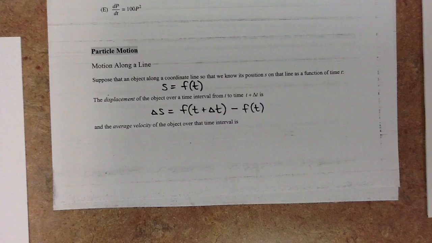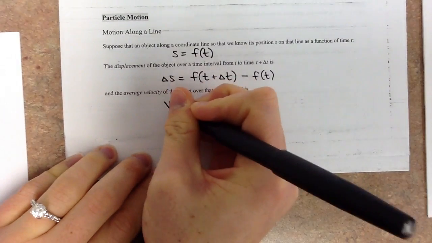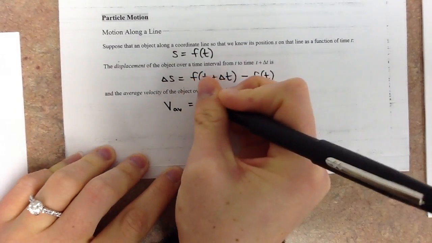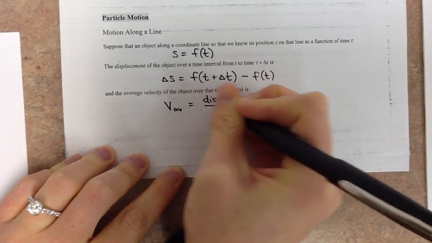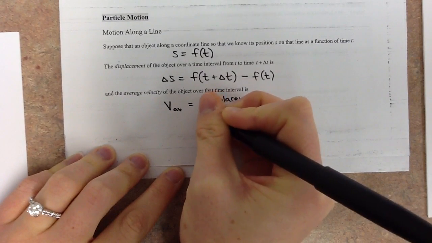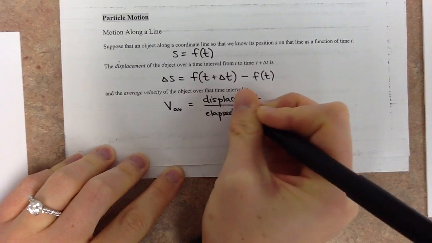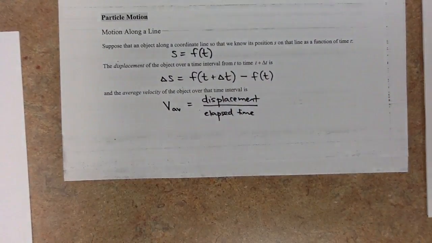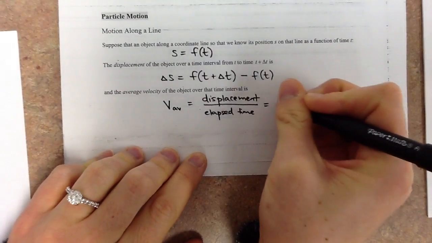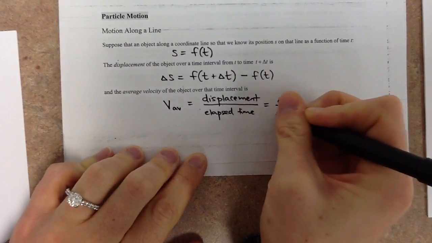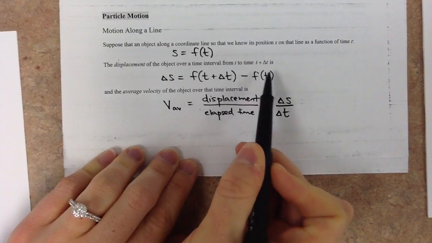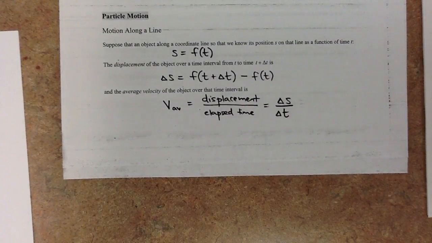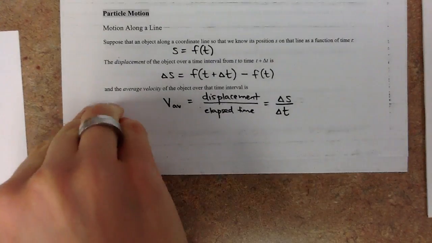The average velocity, keep in mind, represents a slope. So we're going to write velocity with a little AV down here for average. This equals displacement, which is the change in position, over the elapsed time. So that's just a fancy way to write change in position over change in time. So we write delta s, which we just had up above, and then delta t is what we get when we take this quantity in parentheses minus this quantity, because the t's will cancel and we'll just be left with delta t. So that is just a fancy version of the slope formula.